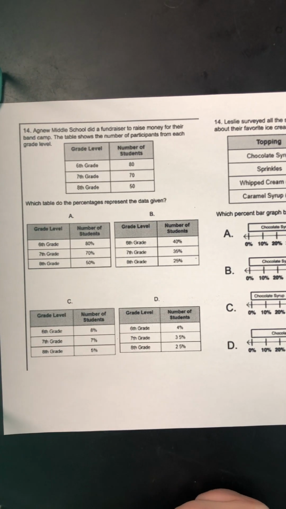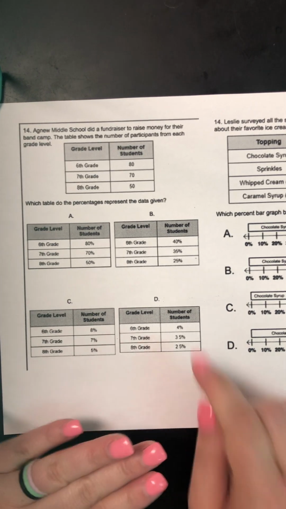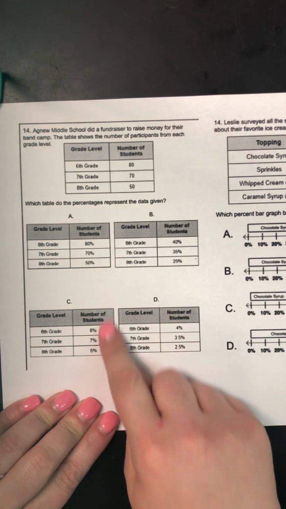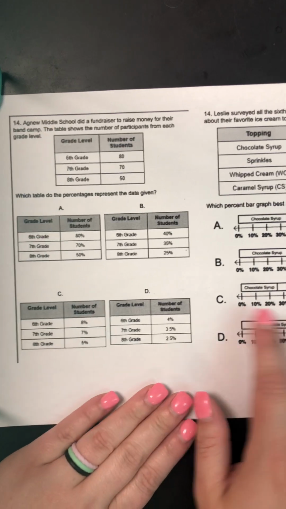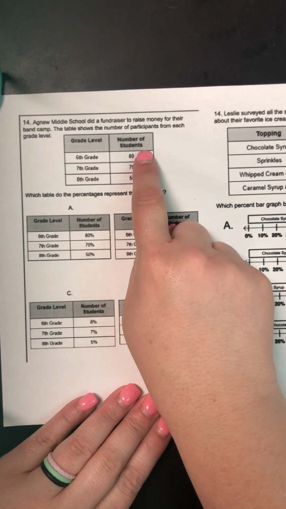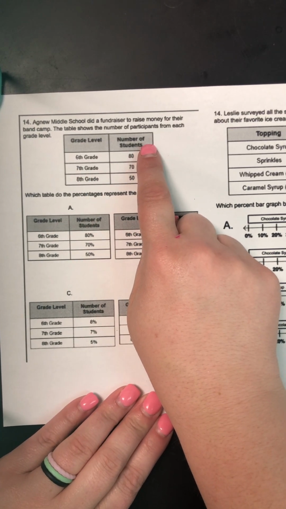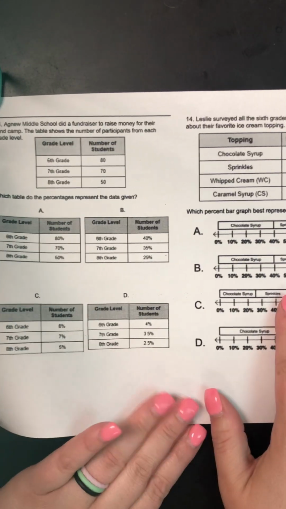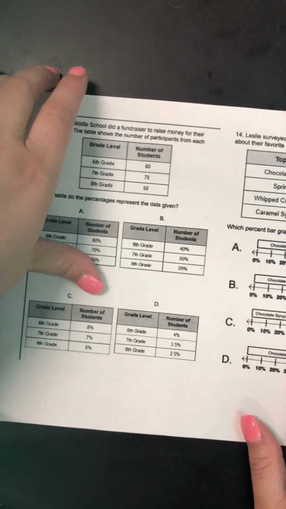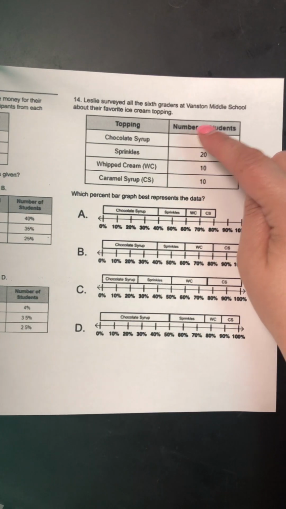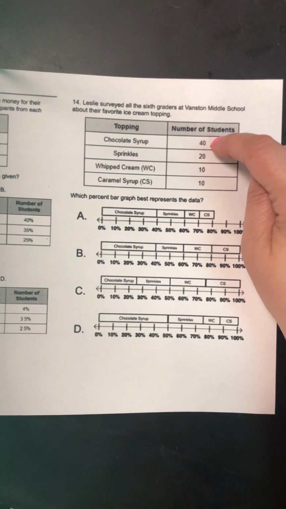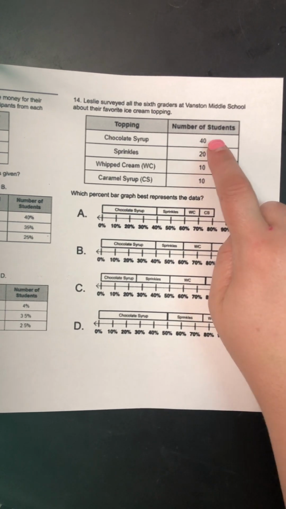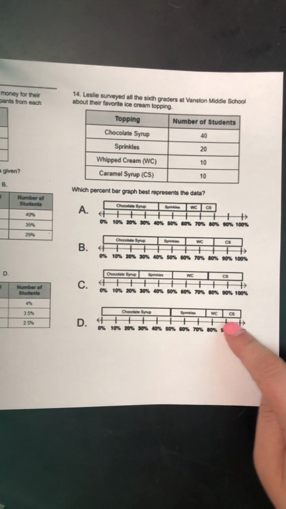Okay, we're going to quickly go through problems where they give you some information in a table and then they're asking you to create matching percentages. So you can see there's sixth graders, there were 80 students, and they want you to create the percentage for that. You can see all my answers are percentages. Here, same thing. In this one, we're talking about ice cream toppings. So you can see 40 students, it says students, and then they want you to turn these students into percentages.